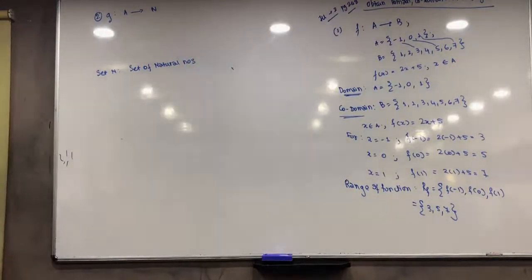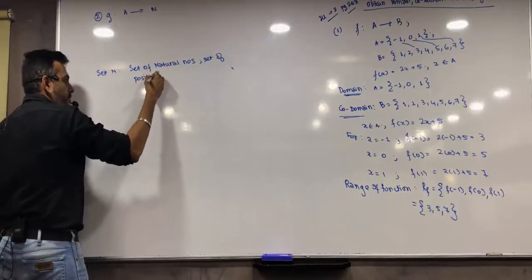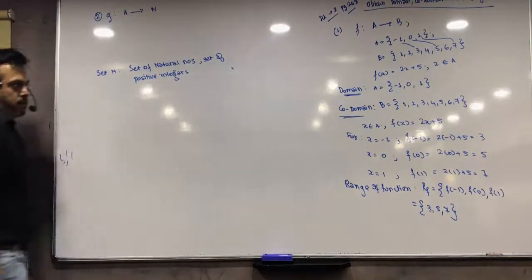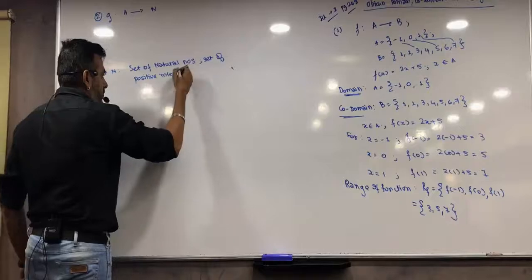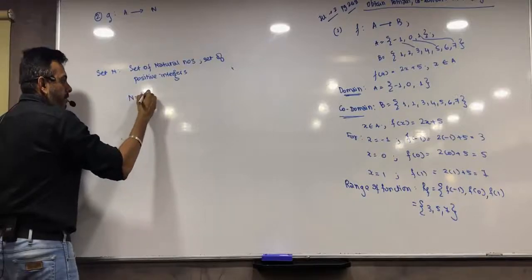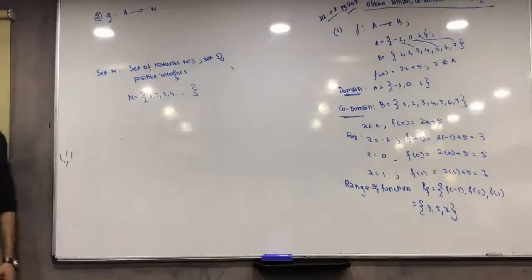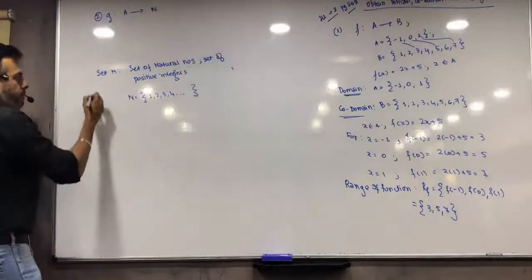So N is equal to, you can also write, the set of positive integers. Set of positive integers. This is the first.